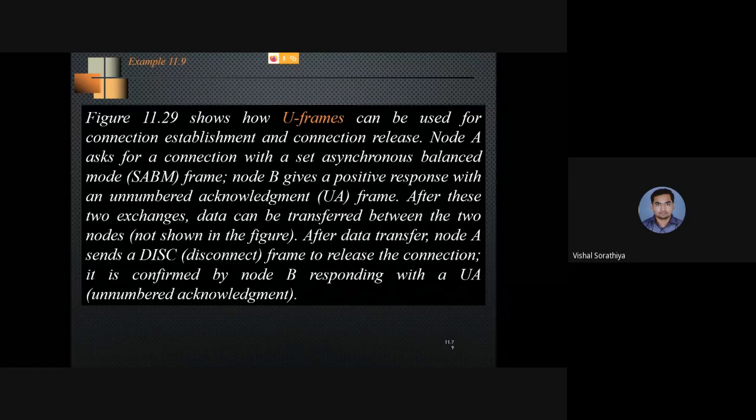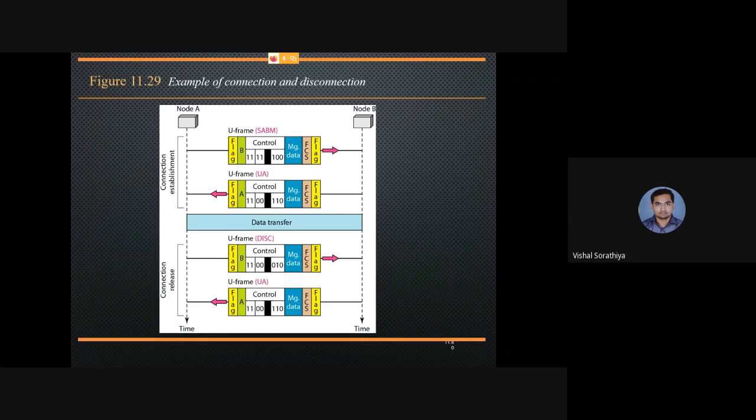The data transfer is not going to be shown in the figure, but after the data transfer, node A sends the disconnect request and station B confirms this disconnection, and the entire communication is over. Let's see the diagram. Now this is an example of the connection.